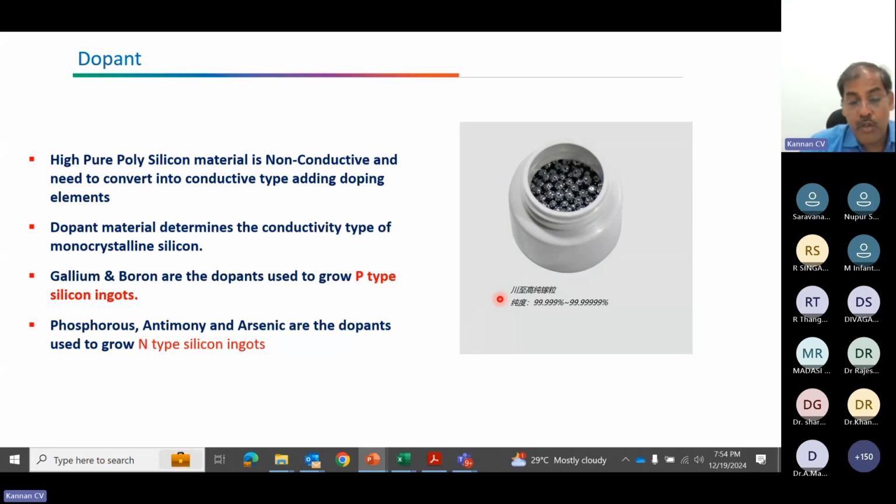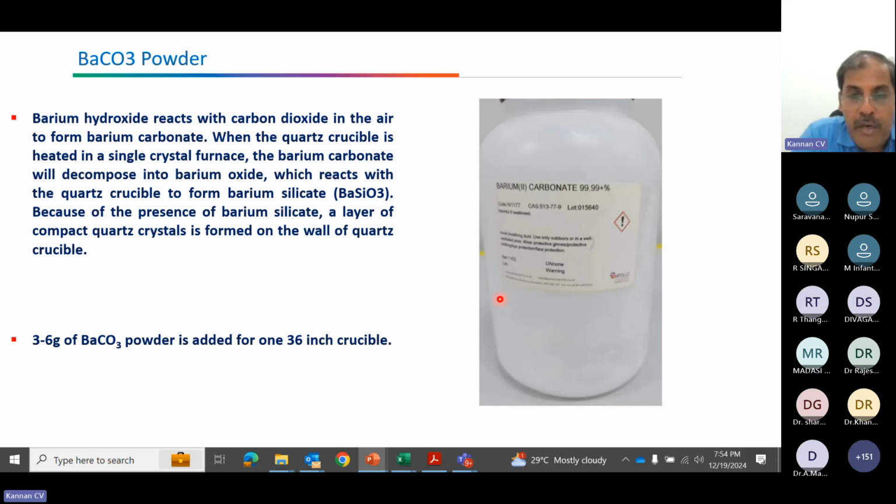And the purity of this dopant also should be as high as possible, because you are going to add this dopant material into the 7N, 8N, 9N purity polysilicon. So the purity of this material is very, very important. Another important step: after you load this, you have to add barium carbonate powder. So what is the use of barium carbonate powder?